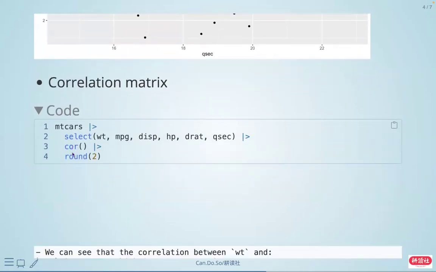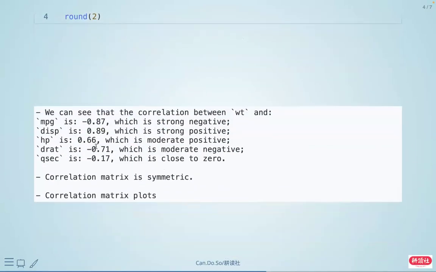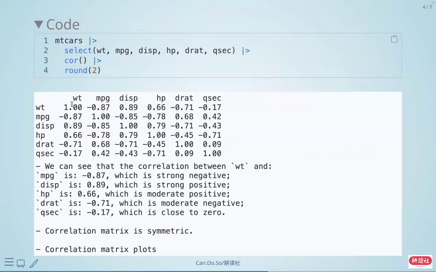So we use this function to make a correlation matrix. As we can see, this line is the correlations to themselves, so it's 1. And this one is wt against mpg, and this one is mpg against wt. So this is identical. And this one is disp to mpg, so you get that here.